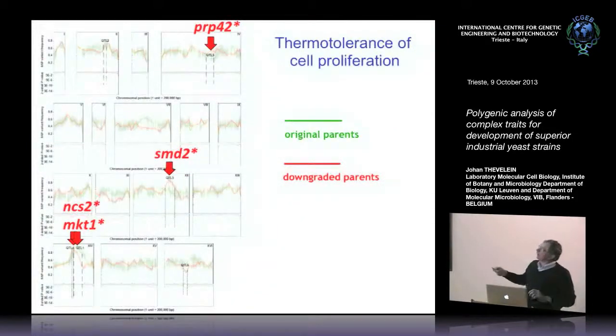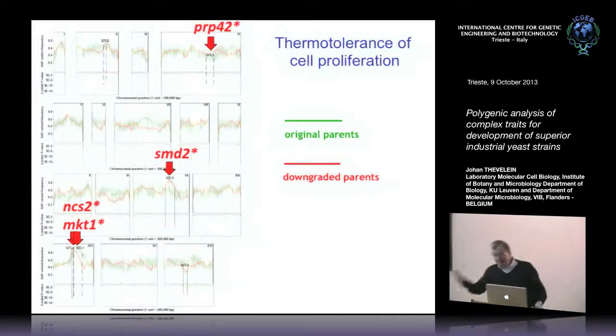Thermotolerance: we used the original parents, the green line, and then we identified in the superior parent a superior gene, but also in the inferior parent we found a superior gene. And so we used that to downgrade the two parents, and we crossed again. And then in the new cross, we identified two more genes. So we have four genes that we identified for high thermotolerance.